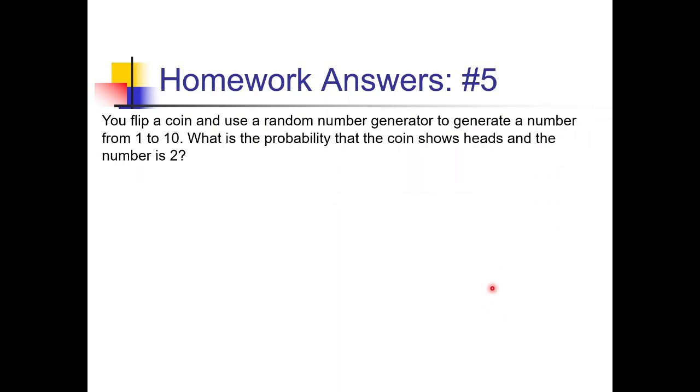For this problem, we flip a coin and use a random number generator to generate a number from 1 to 10. What's the probability the coin shows heads and the number is 2?